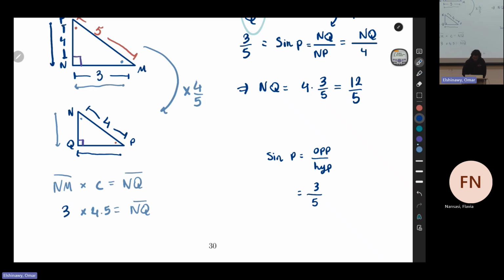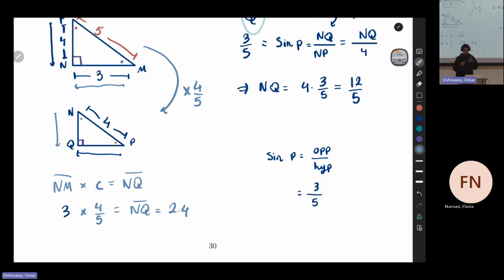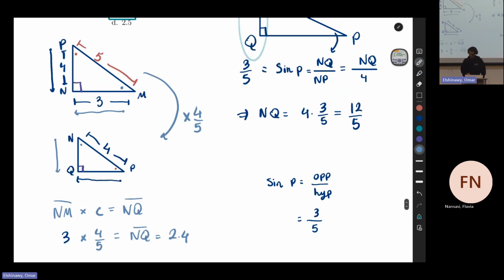Did I write 4.5? Okay, this is embarrassing again. Please ignore this. 4/5, not 4.5. And then we get NQ is equal to 2.4. 3 times 4/5, believe it or not, is 2.4. So you just need to take care and see which side is being scaled with which side. If you draw your problem in a complicated way like I did, then this is what you get as punishment. So please don't do like me.